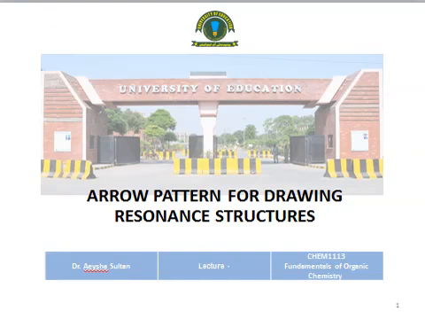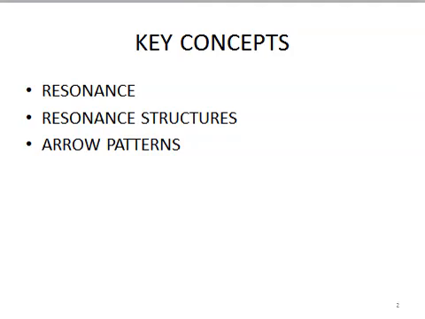So today we shall discuss how to draw the arrow patterns for drawing resonance structures. The key concepts which we shall discuss here today are the resonance structures and the arrow patterns, which we shall discuss in detail, right? So what's resonance? Resonance is just a theoretical concept and it allows us to draw the structures that cannot be otherwise drawn on paper.